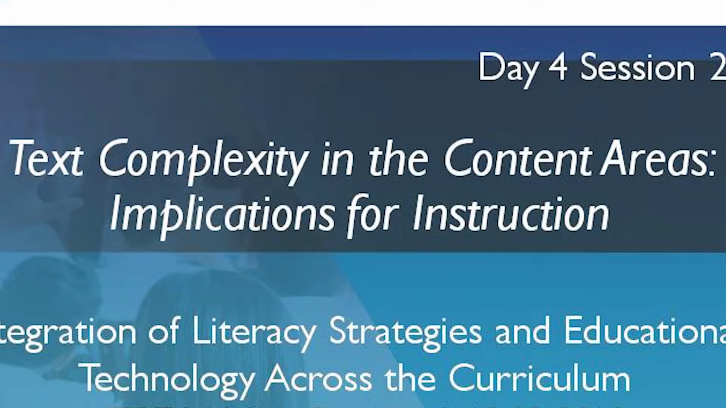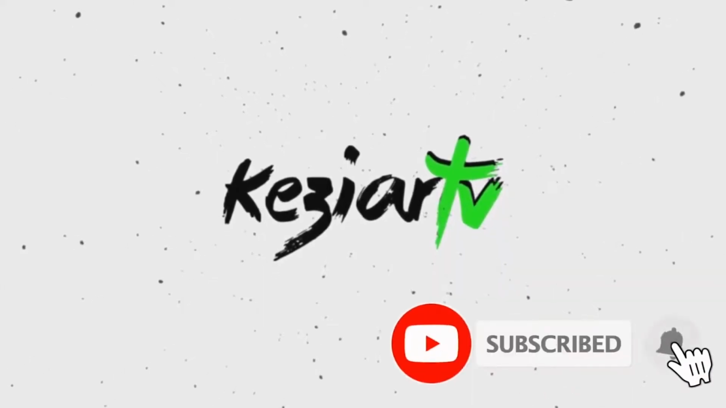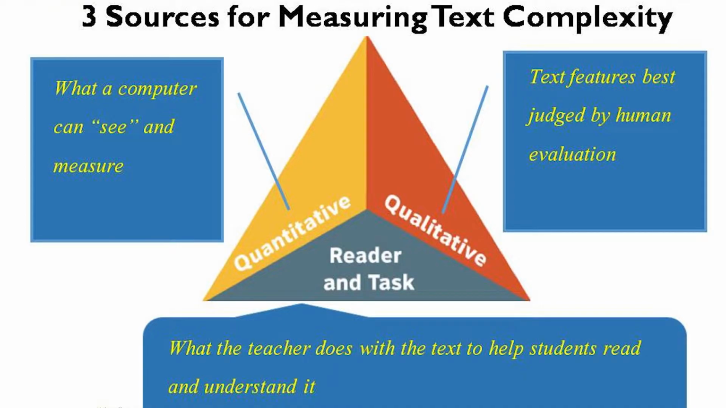This has to do with looking at text complexity in the content areas. Okay, so let's now look at what is the nature of text complexity. So what are these factors? This diagram shows a three-part model for measuring text complexity developed in relation with the Common Core standard. They have developed these models that can make us understand better the nature of text complexity.